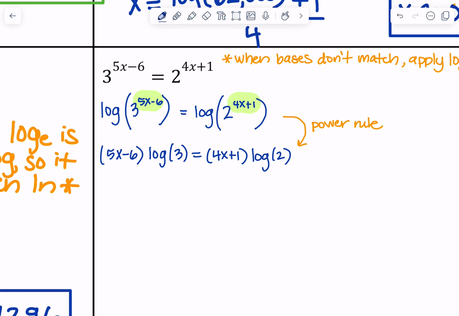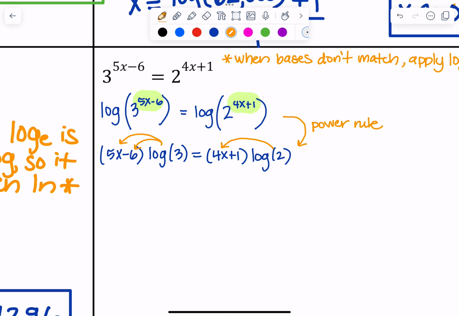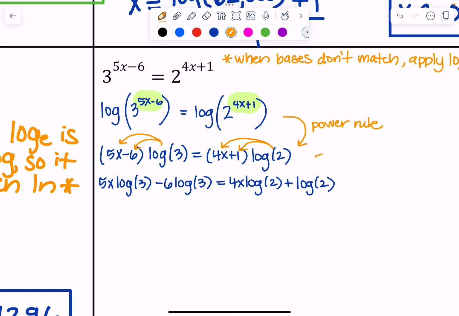Okay, so after I applied the power rule, I'm going to distribute this 5x minus 6 with the log 3. So I'll use orange so you can see that, but I'm going to multiply this by log 3 and this by log 3. And then on the right, same thing with log 2. Multiply by log 2, multiply by log 2. So what that gives me is 5x log 3 minus 6 log 3 is equal to 4x log 2 plus 1 log 2, or just log 2. And from here to here, I distributed.